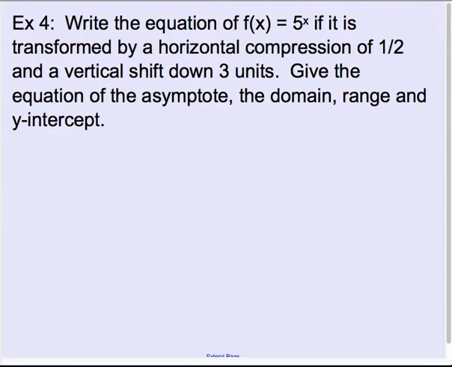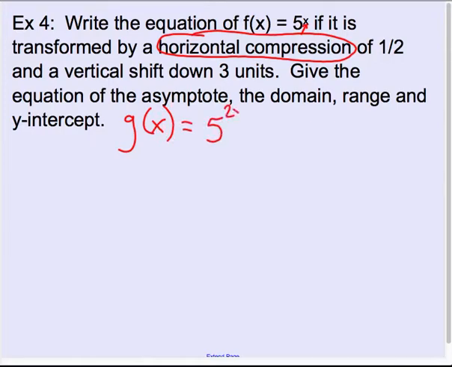All right, so now we've got our parent function, 5 to the x power, and we're transforming it by horizontally compressing and vertically shifting. So the first thing that I'm going to do is, when it's a horizontal compression, that goes in the argument grouped with the x, and it's the opposite of what we think. It's the opposite of what it looks like. So instead of multiplying our x by half, I'm going to multiply our x by 2. And then the vertical shift is normal, so that's going to be a subtraction of 3.